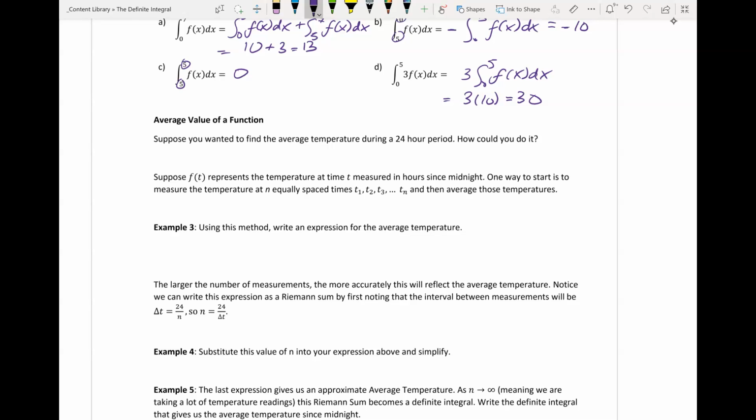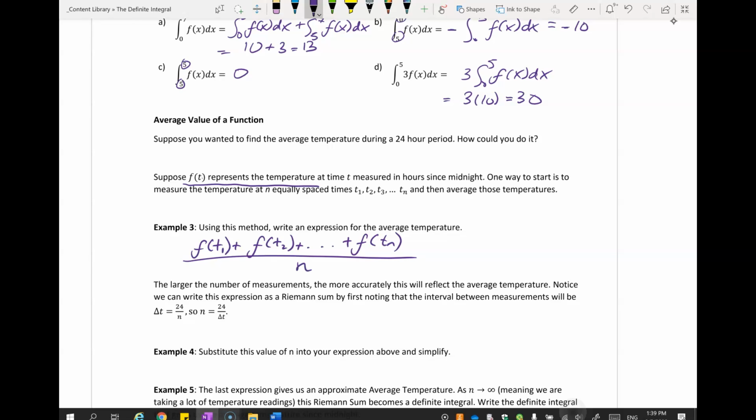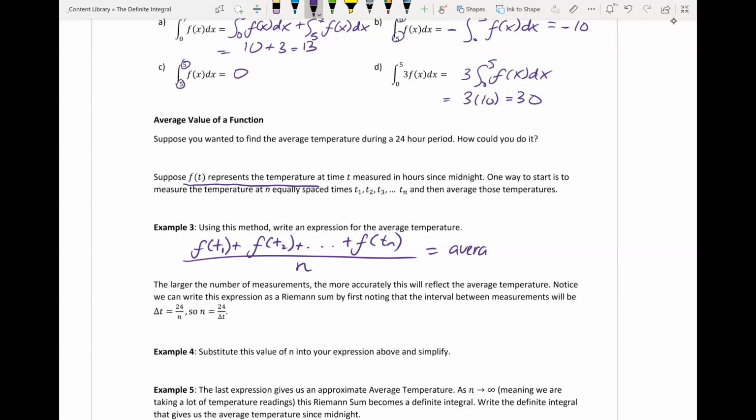If we want to find the average temperature, usually we just sum up all the temperatures and then divide by how many temperatures we have. But in this case, we're going to represent this in terms of f of t, because this represents the temperature. So f of T1 is the first one, f of T2 is the second temperature, and this can go on for n times. And then we would divide it by the number of temperatures we have, and we're just going to call that n. So this is your average temperature.